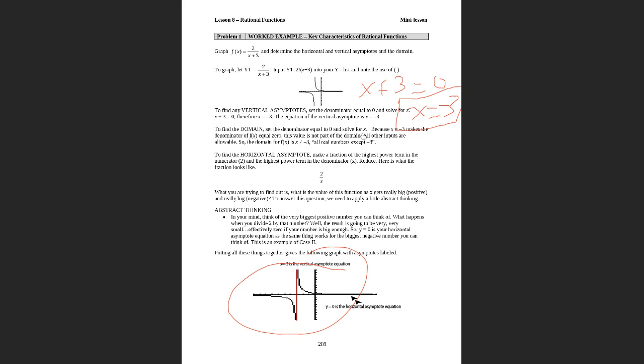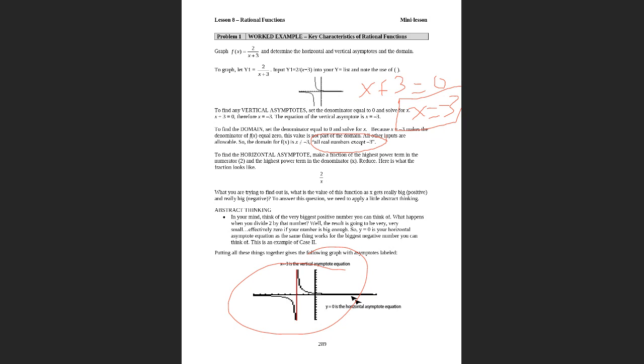So the domain is going to be all real numbers except negative 3. The way you find the domain is the same way you find the vertical asymptotes, only that x equals negative 3 is not part of the domain. x equals negative 3 is the vertical asymptote.